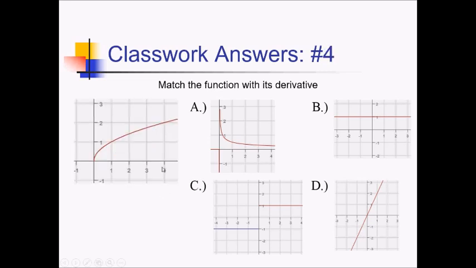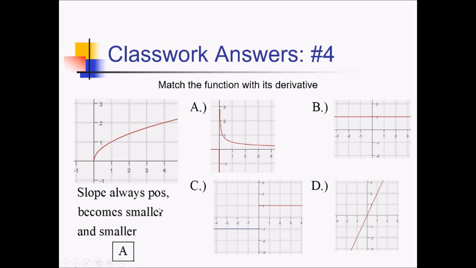On this problem, trying to match this graph with its derivative, we notice that the slope here starts out and is always actually positive. It starts out very positive, almost infinitely positive, and then it tapers off. So the function closest to that would be choice A. We're starting very positive here and then getting closer and closer to 0, but never quite getting there. So slope always positive, smaller and smaller, choice A.